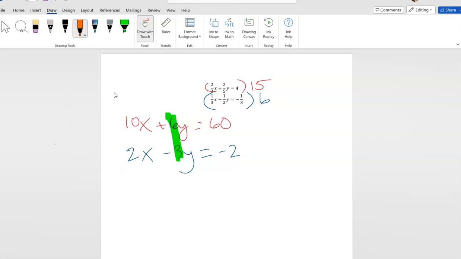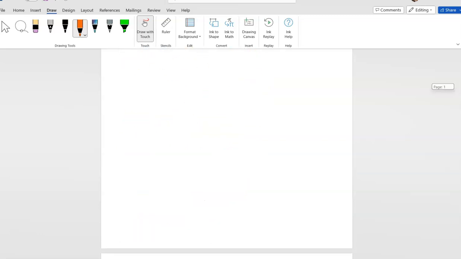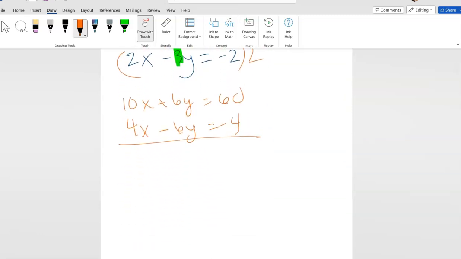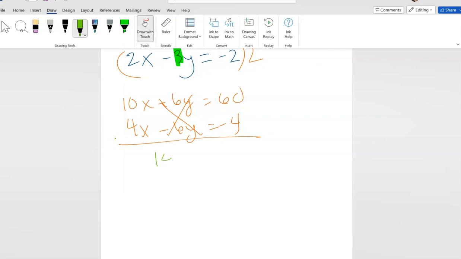Instead, I'm going to times this, because then I can just times it by 2. So then the top one stays the same. I'm not doing anything to that one. And this bottom one becomes 4x minus 6y equals negative 4, okay? And so then over here, these cancel out, which of course is my goal. If after you do that, they don't cancel out, you did something wrong.